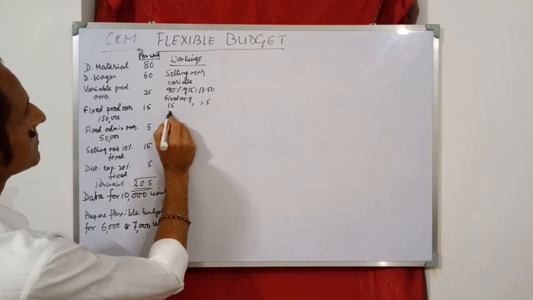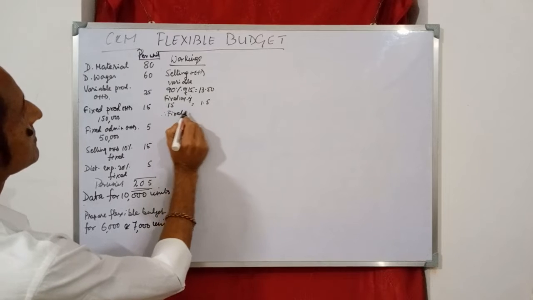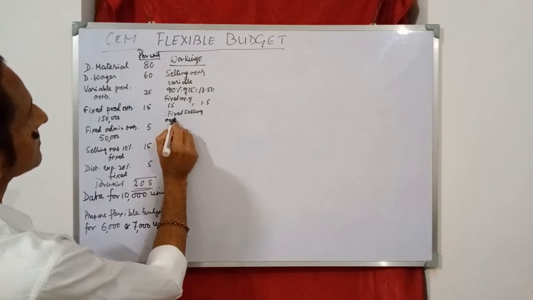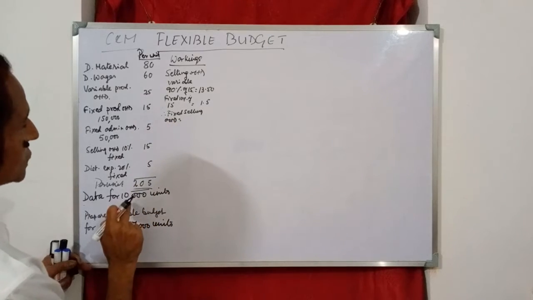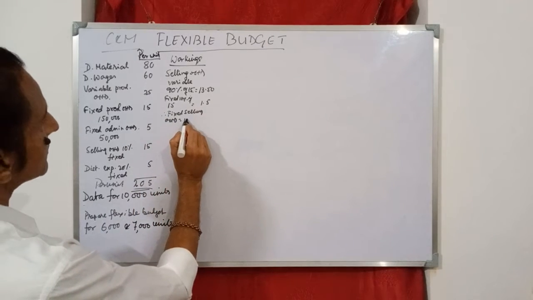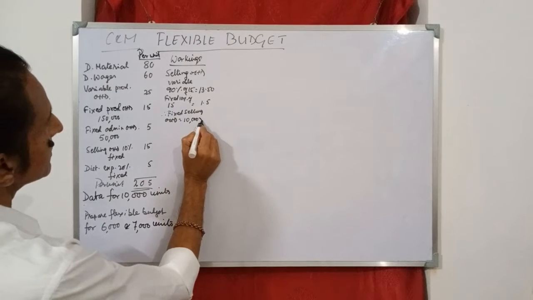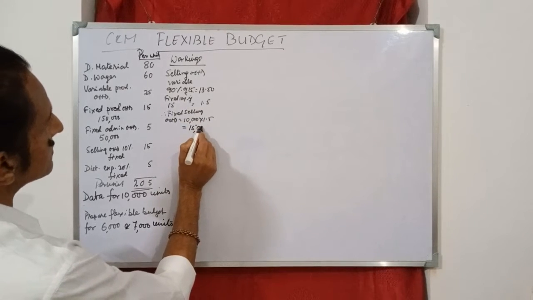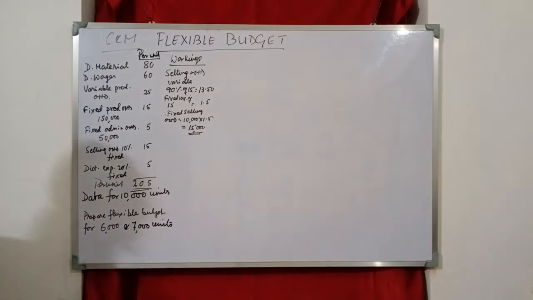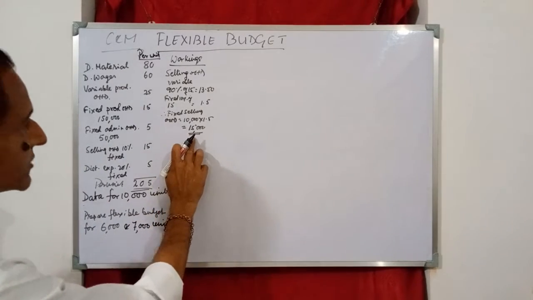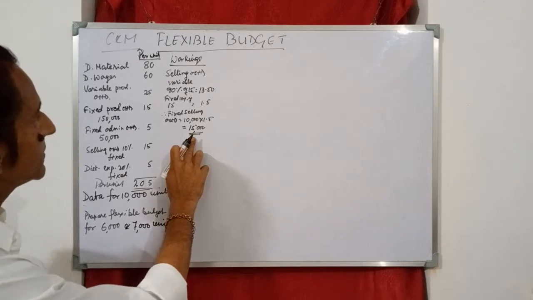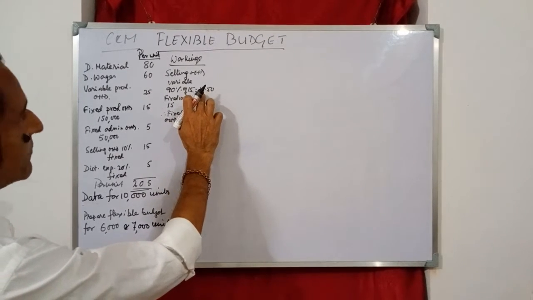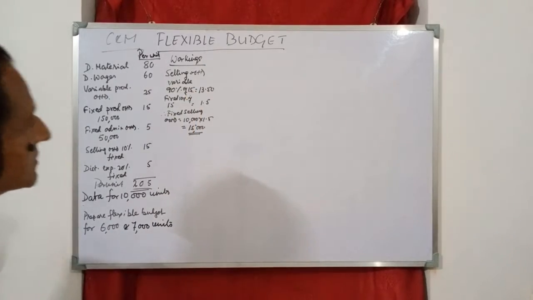Therefore, fixed selling overhead equals 10,000 into 1.5, which comes to 15,000. So 15,000 is the fixed part of selling overhead and 13.50 is the variable per unit of selling overhead.